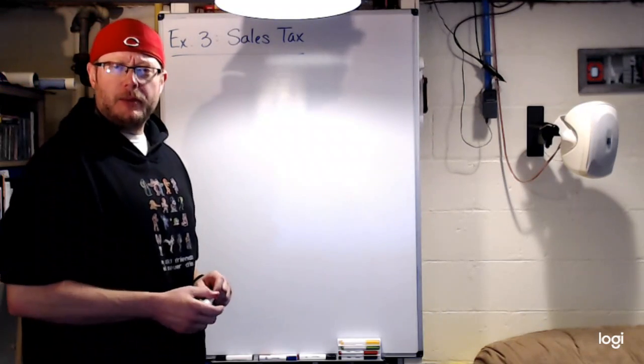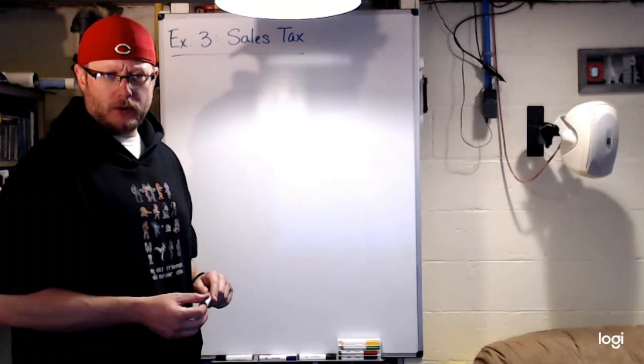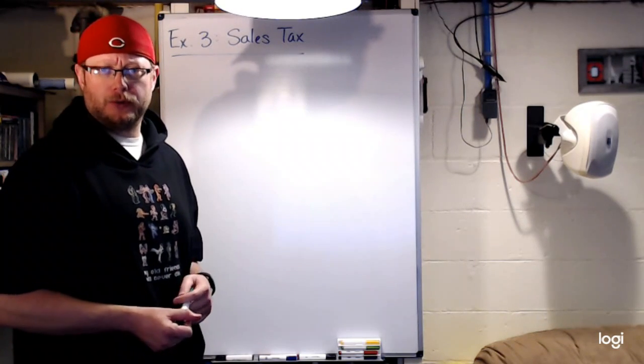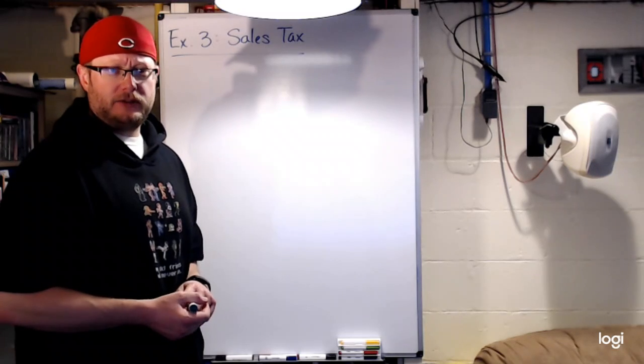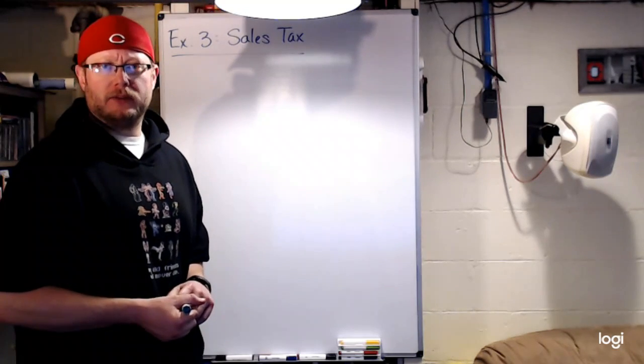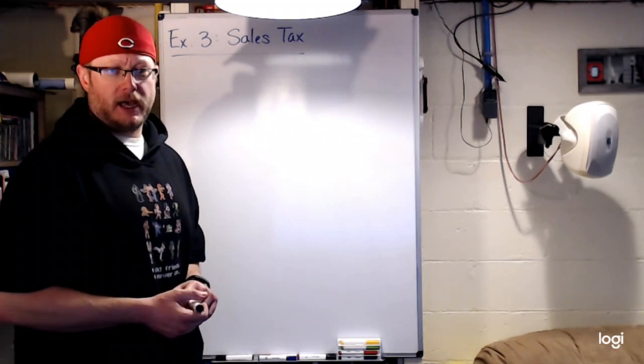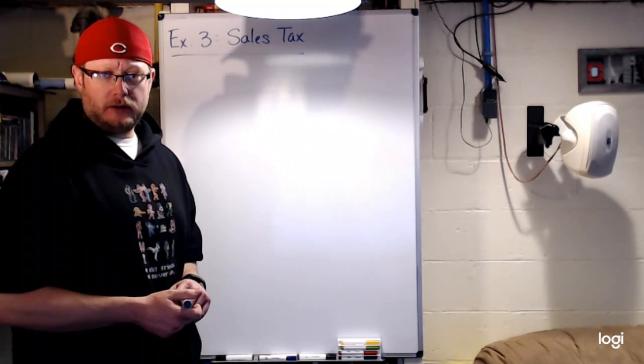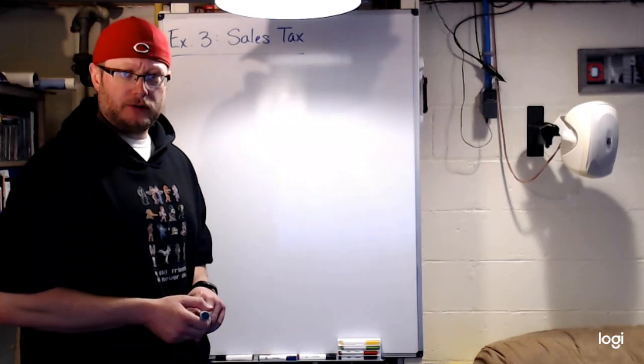So, example 3, page 120, it says, Marta is purchasing wire and beads to make jewelry. Her merchandise is $28.62 before taxes. If the tax is 7.25%, what is the final cost?